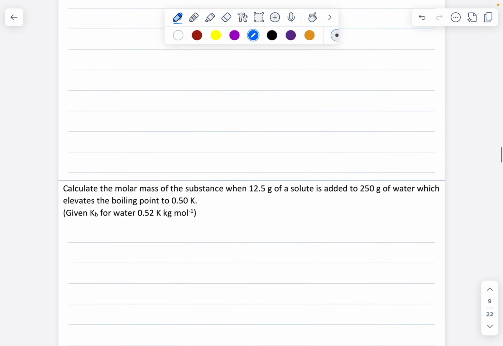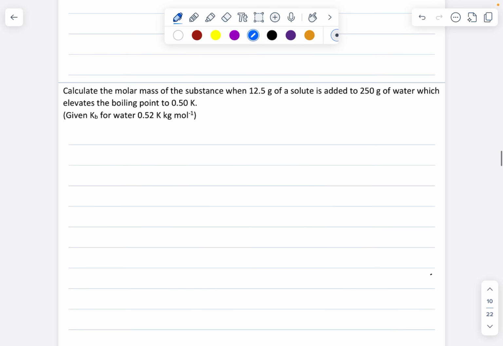Next, what is asked is: calculate the molar mass of the substance when 12.5 gram of a solute is added to 250 gram of water, which elevates the boiling point by 0.50 Kelvin. You are told to find the molar mass. This question is about the elevation in boiling point. Delta Tb is directly proportional to molality. Molality tells you about the amount of the solute.